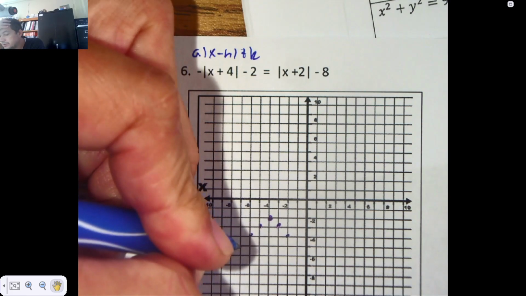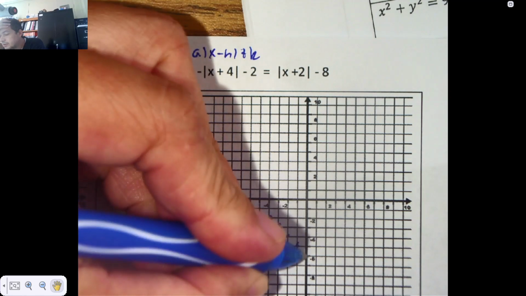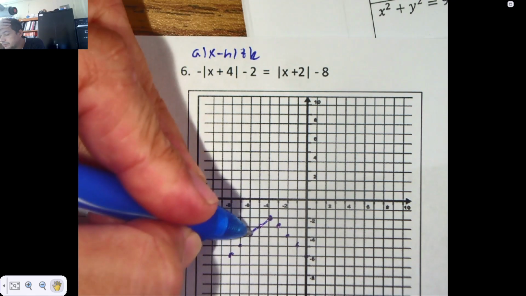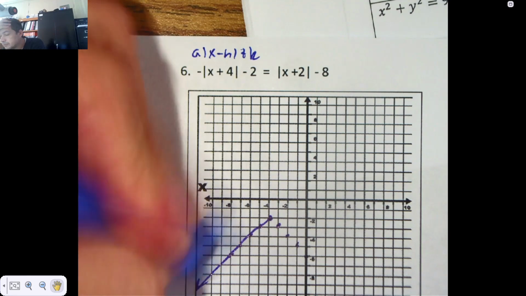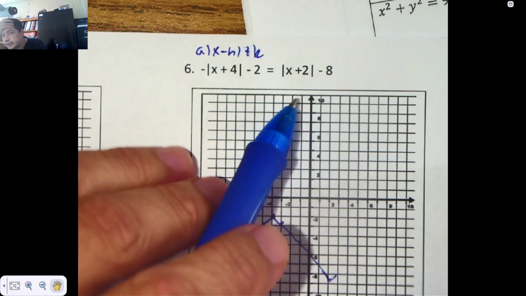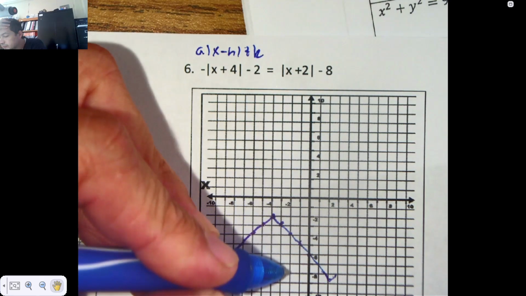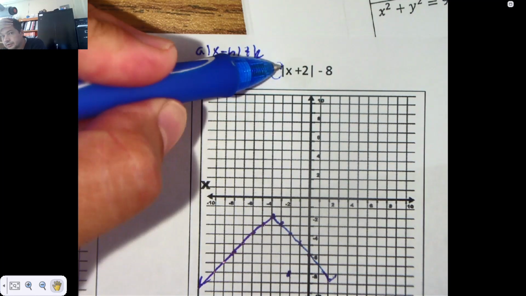Since I already know where the answers are, I'm not going to make as many dots as I usually do. That should do it. All right, that guy is going to be left 2 down 8. And it has a slope of 1, because there's an understood 1 there.